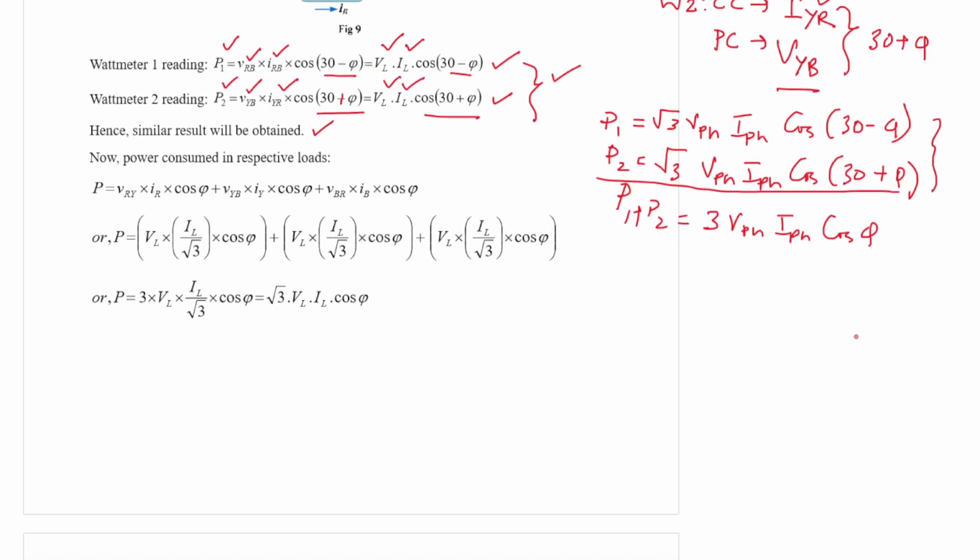Now the individual power consumption in the respective phases. This is the R phase, this is the Y phase, and this is the B phase.